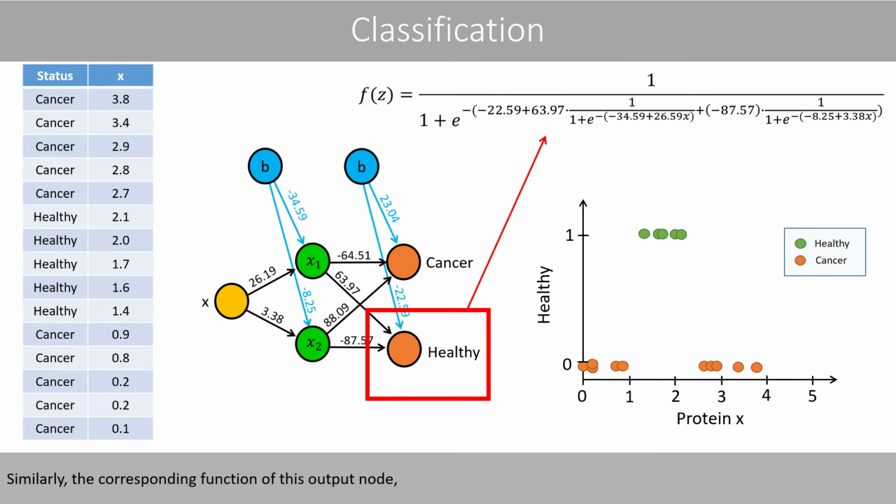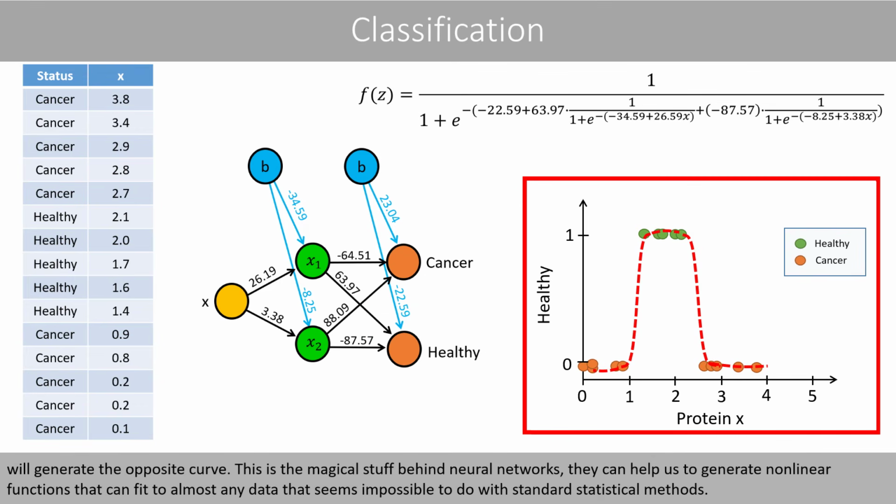Similarly, the corresponding function of this output node will generate the opposite curve. This is the magical stuff behind neural networks. They can help us to generate nonlinear functions that can fit to almost any data that seems impossible to do with standard statistical methods.